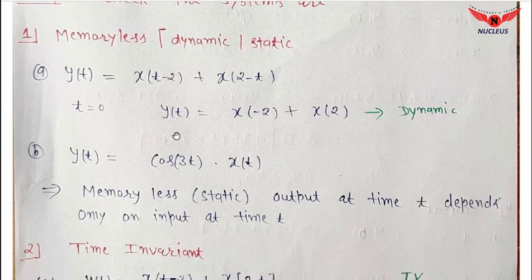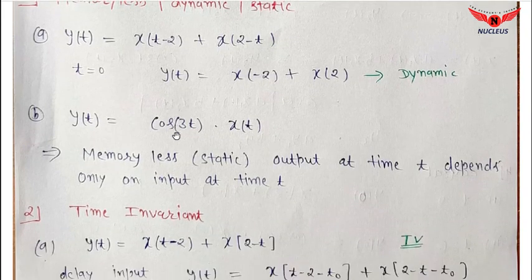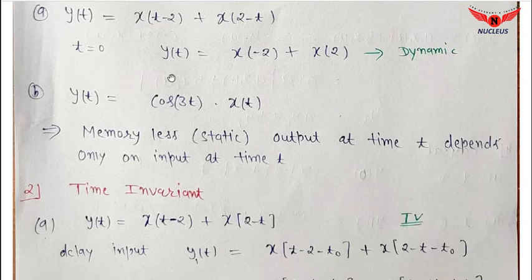Next example is y(t) equal to cos 3t dot x(3t). So the system is static because you put t equal to 0, and y(t) is depending on the current value of input only. So this system is a memoryless system.